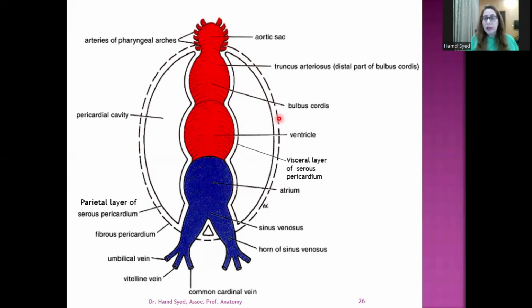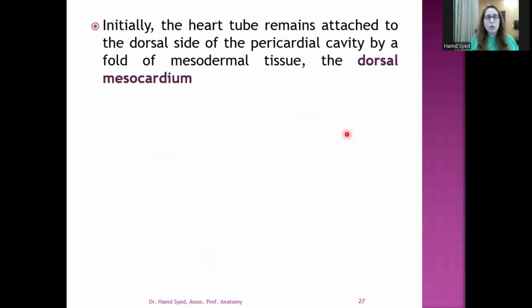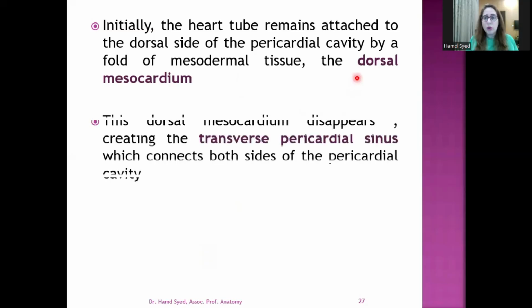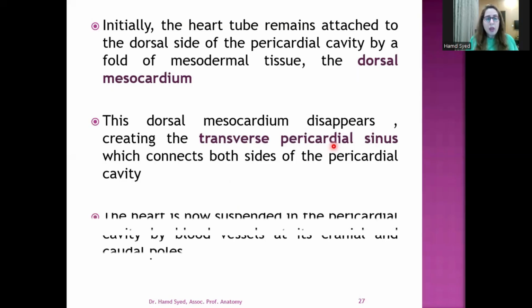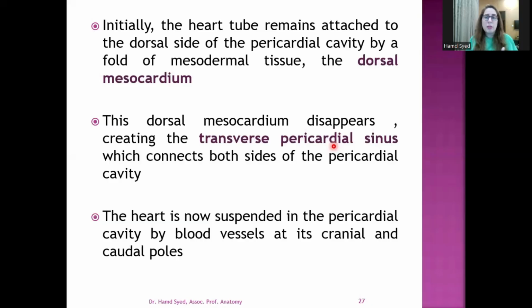Now, if we were to make a flow chart, then we could see that all of these parts are actually channeling blood in a specific direction. You've got to remember that initially this heart tube is suspended in the pericardial cavity by a fold of tissue known as the dorsal mesocardium. This will eventually disappear and it will be replaced by a passageway or space known as the transverse pericardial sinus behind the heart. And the heart itself is suspended by the blood vessels at its cranial and caudal ends.